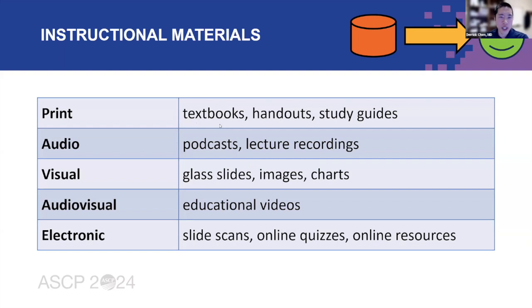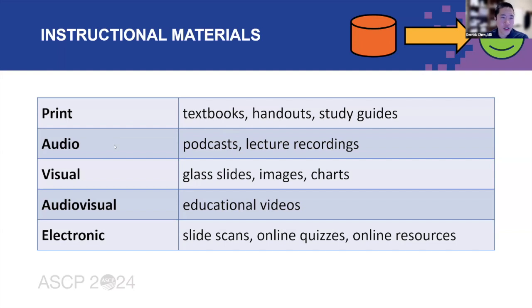So textbooks, a classic book that you would read from cover to cover if you're trying to learn something, or if you're trying to teach students, you would give them a textbook. When I was a path resident, they gave all of us, we could choose if we wanted Rosai or Sternberg, so we all had our 2-volume textbooks that we'd use, but also study guides, handouts, things like that. Those are all real classic print ways of having educational materials.